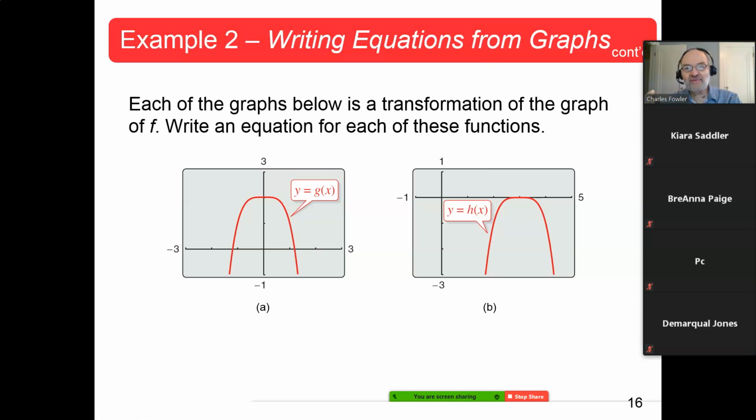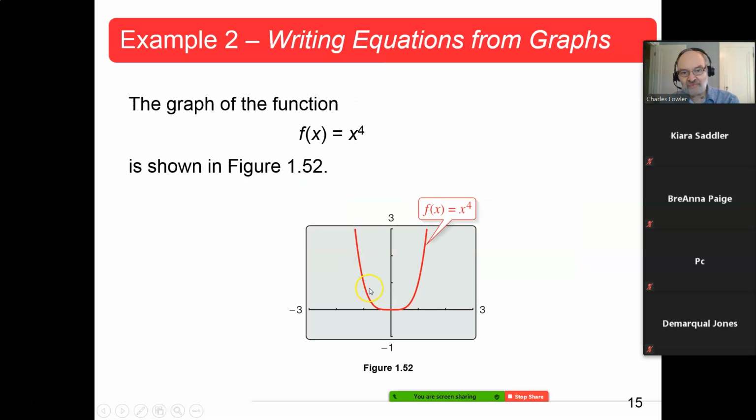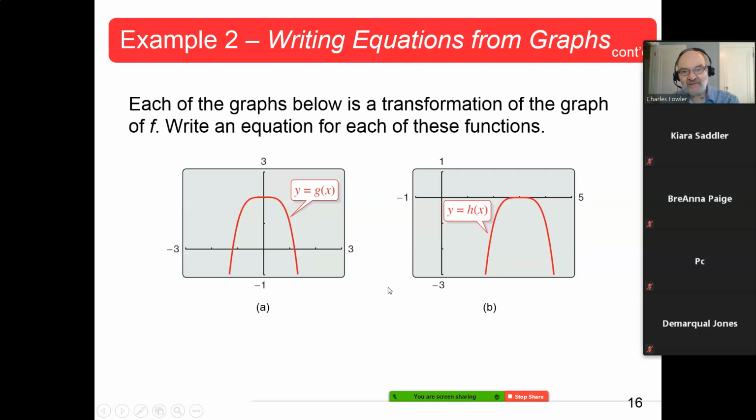Now, what we're asked to do, if I could get the slide to move, is each of these graphs is a transformation of the graph of f that we saw before. Before, they wrote the equation and you drew the new graph. This time they're going the other way and saying, here is the graph, you write the equation. So what's the first thing you see happening to this graph to make, say, this graph, g of x?